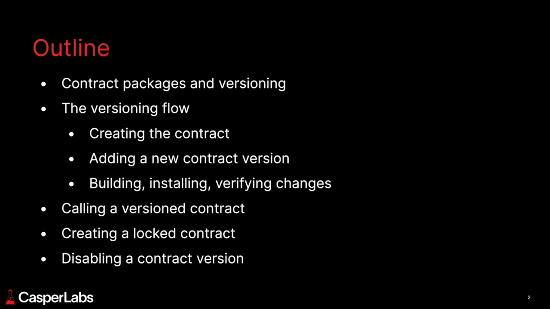We will look at creating a locked contract for use cases where we don't want to version a contract. We will cover the function that can disable a contract version as part of a package.